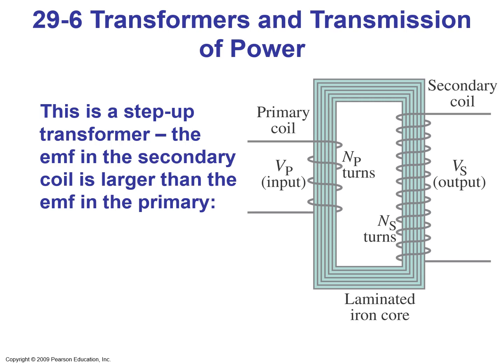So you can see on the left we have the primary coil with Np turns, and we have a Vp input, and we have a laminated iron core, which is common to both solenoids, and a secondary coil with Ns turns, and Vs as the output voltage.